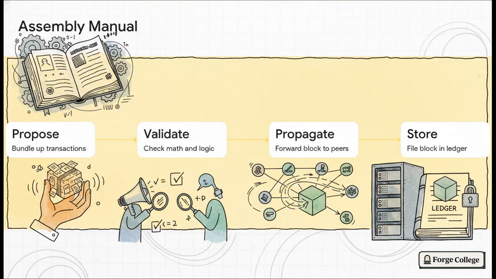Remember, a ledger is completely useless if half the network thinks Alice paid Bob and the other half is absolutely positive Alice paid Charlie. We need a rock-solid, standardized process to get everyone on the exact same page. So here's our 4-step assembly manual.